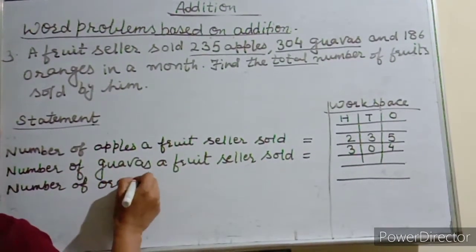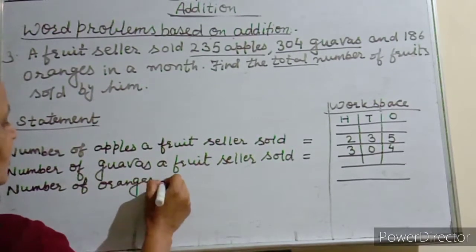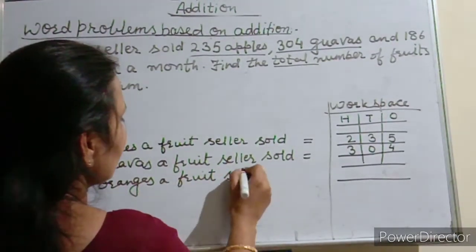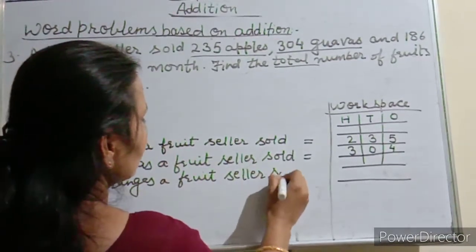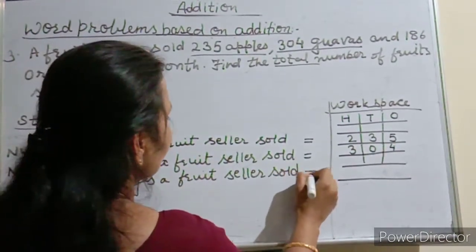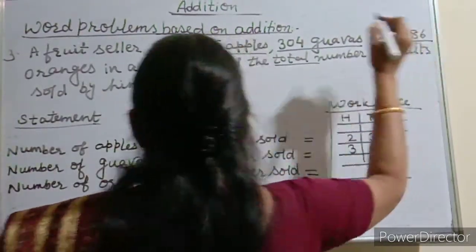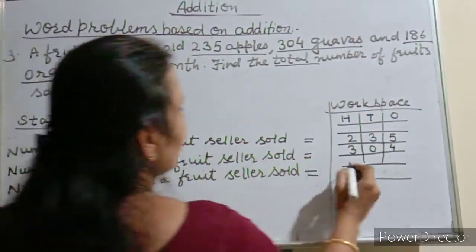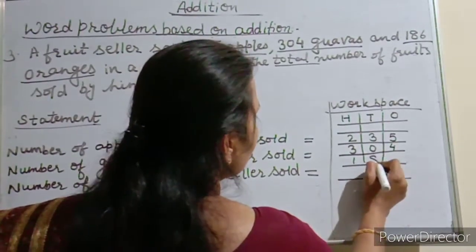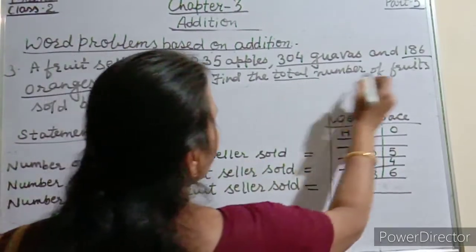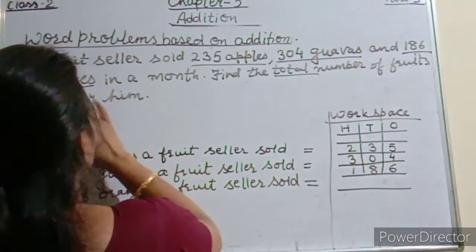Again write number of oranges of fruit seller sold is equals to, see, 186 oranges. So here write 186 oranges. Find the total number of fruits sold by him.